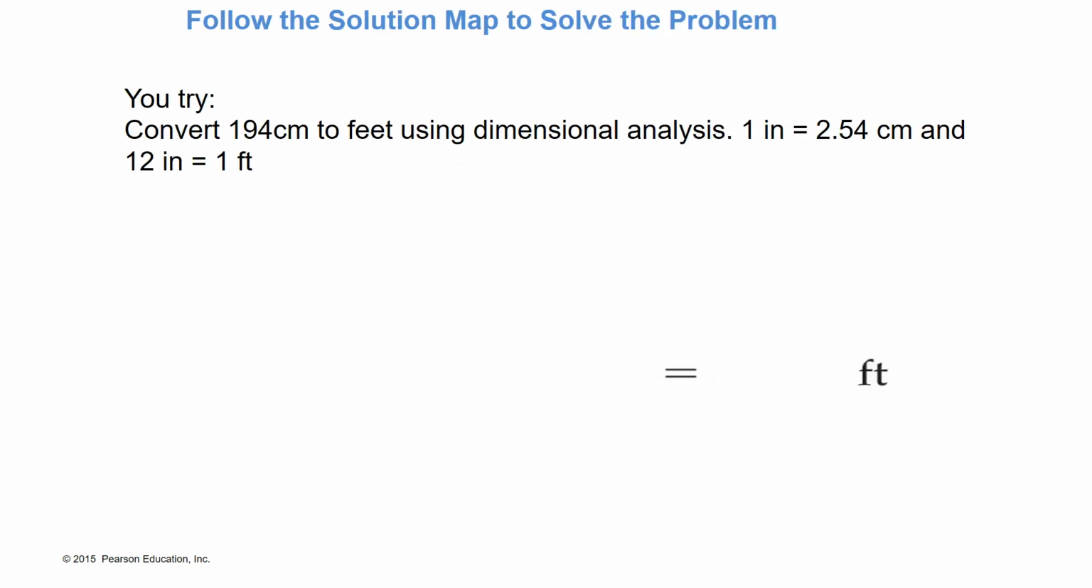All right. Now go ahead and try this one. I want you to convert 194 centimeters into feet. So we know a conversion factor from centimeters to inches. You should know a conversion factor from inches to feet. If you don't, well, I actually have it on there. 12 inches is 1 foot.